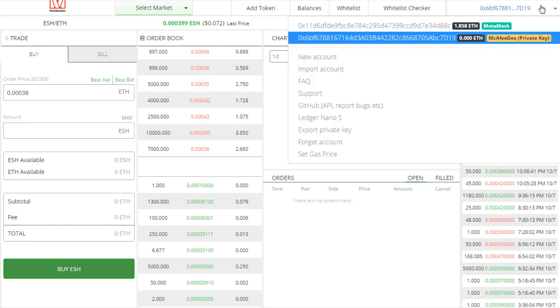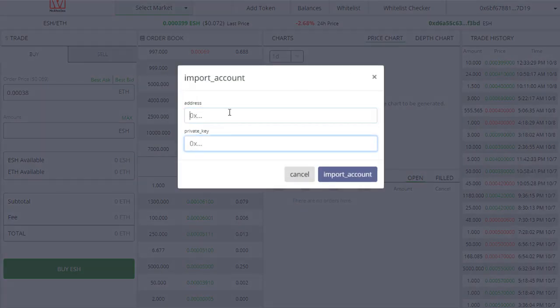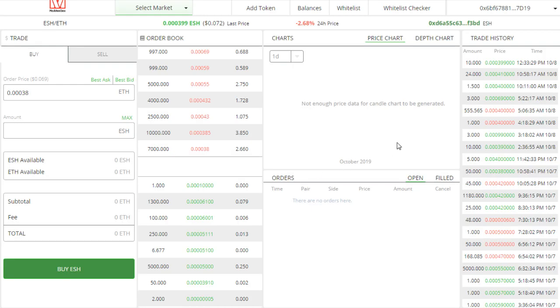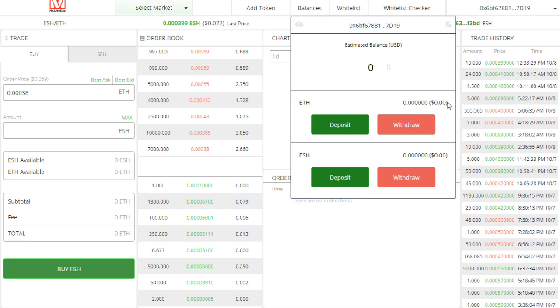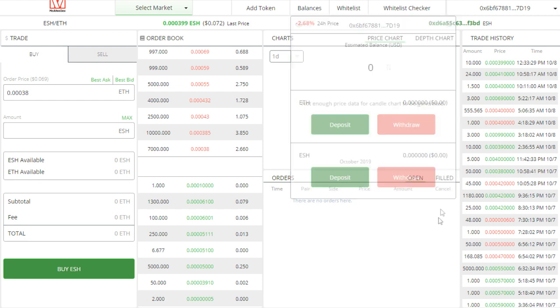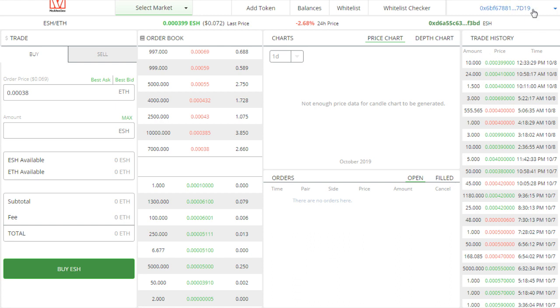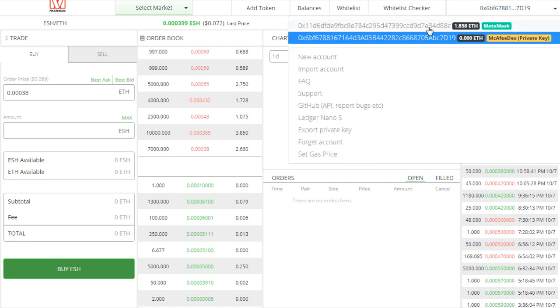If you have some Ethereum or Ethereum tokens stored on some other wallet, you can use the private keys of those Ethereum accounts directly in the McAfee DEX. You can also connect your Ledger Nano S, which is a popular hardware wallet, directly with the McAfee DEX. You can check your balances by clicking on the balance button. Here it shows you how much Ethereum you have, how much DAI you have, and it also shows you the estimated balance in US dollars.